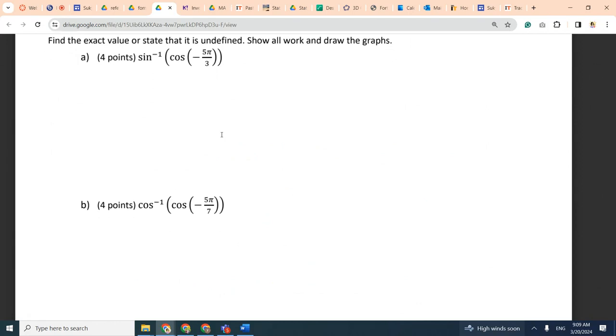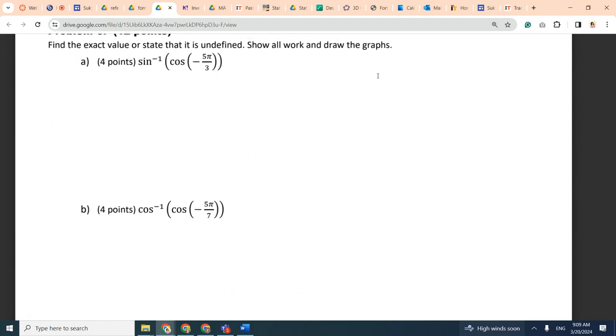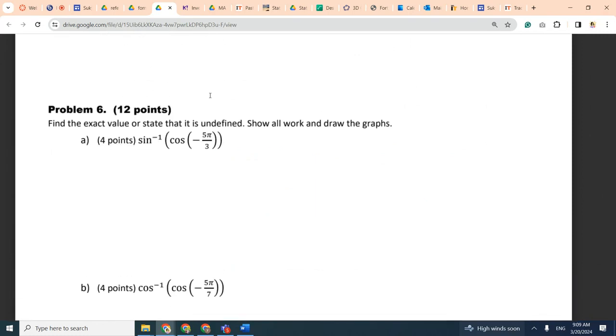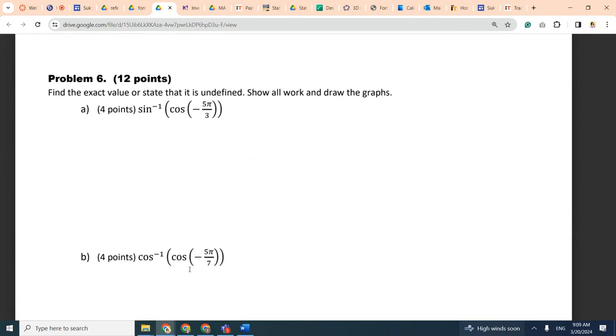Okay, so this type of problem, you need to draw 2 graphs. Like this problem, you need to draw the cosine graph and the sine graph, okay? So review the exercise from 8.3. For 6B, do we have to draw the graph because they cancel?